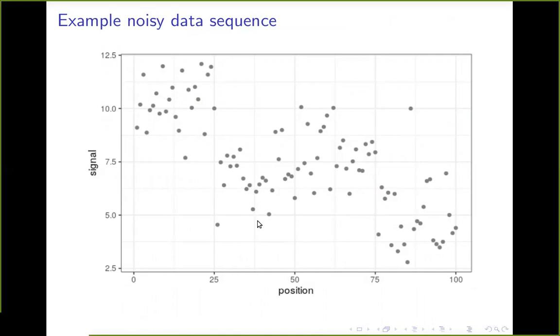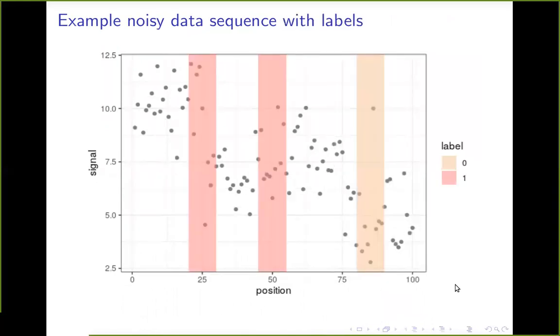Again, the plot is some signal versus position. Here I'm just taking 100 data points. And the idea is that in addition to these noisy data points, we also have these labels. In this paper, we only consider 0 and 1 labels. The 1 labels mean that we want exactly one change point in that region, and we have 2 of these labels. So we want exactly one change point somewhere in here and exactly one change point somewhere in here. And then the 0 label here in orange means that we want no change points in this region.